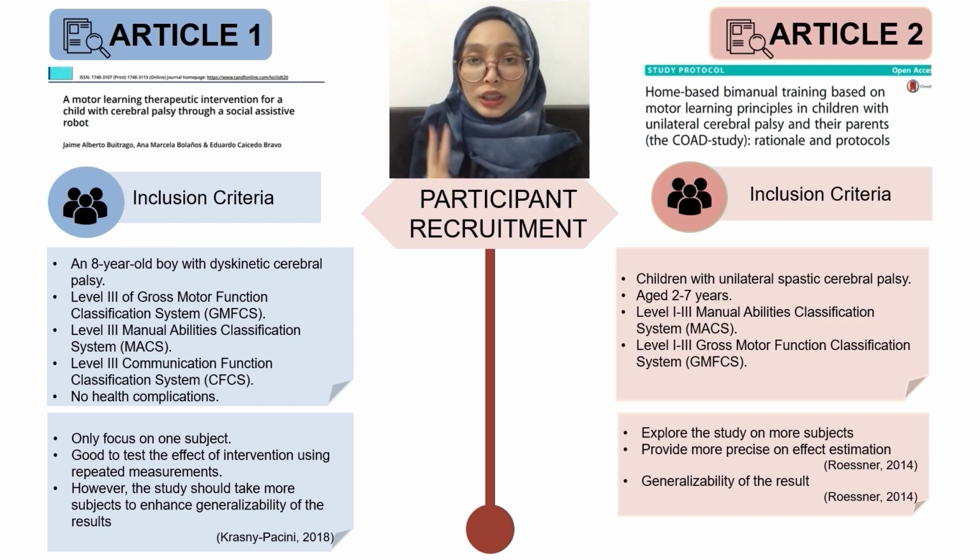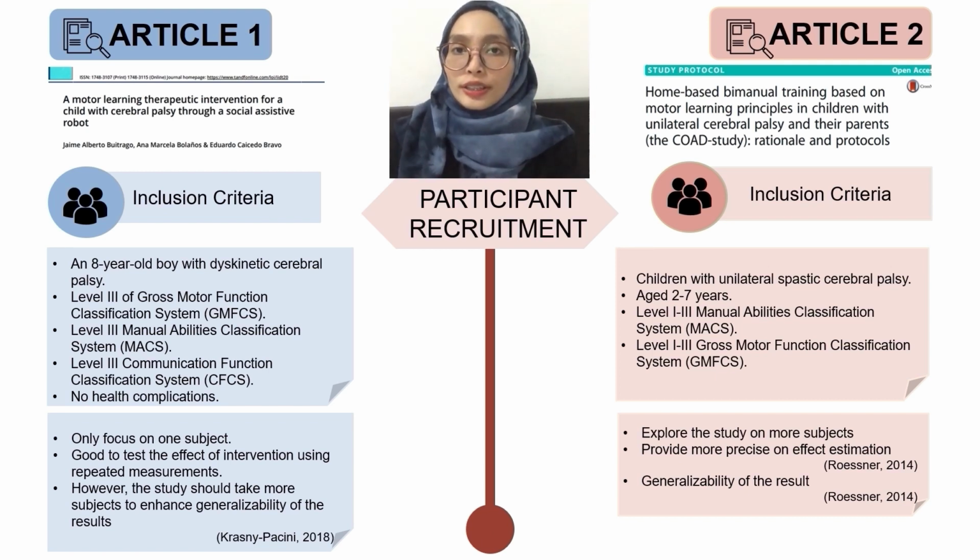Compared to article 2, which involved children with unilateral spastic cerebral palsy aged from 2 to 7 years old, level 1 to 3 of the Manual Ability Classification System, and level 1 to 3 of the Gross Motor Function Classification System. For the comparison of participant recruitment, article 1 only focuses on one subject, and it is good to test the effect of intervention using repeated measurement.